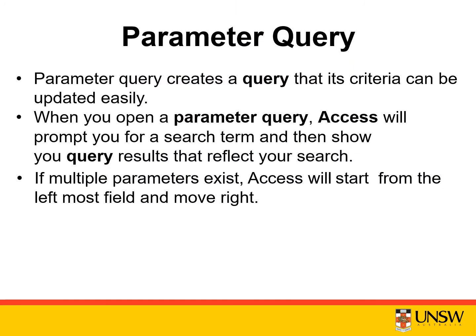Parameter query is the last type of advanced queries that we want to discuss. By defining a parameter query, instead of having a constant criteria, users can enter their own criteria every time that they run the query. The query shows a text box and users can enter their own criterion.